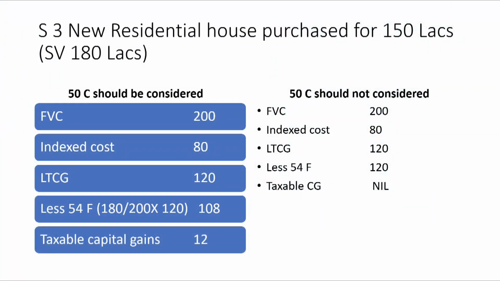Now you purchase a new residential house for 150 lakhs. The stamp valuation of it is 180 lakhs. Other two situations I have skipped on account of want of time. Now, assume in this particular case, you can superimpose 50C in the denominator. What should be the numerator? So now let's go back to the equation. Stamp valuation 200 lakhs. Indexed cost of acquisition 80, long-term capital gains 120.